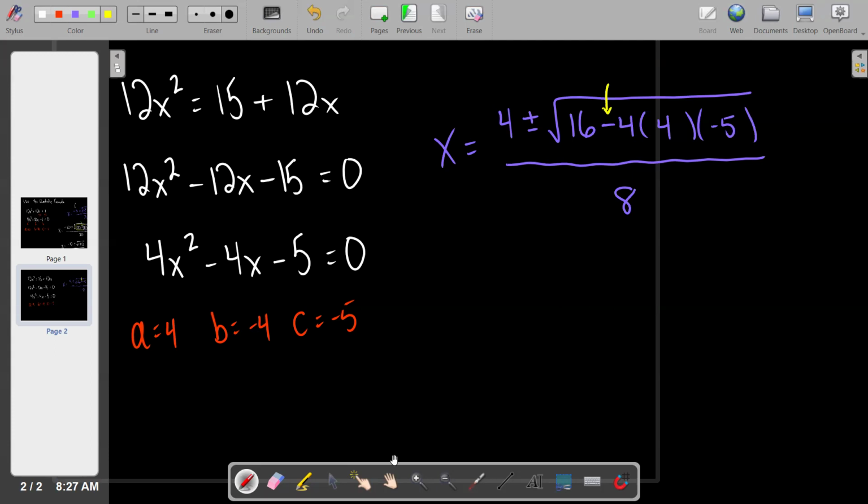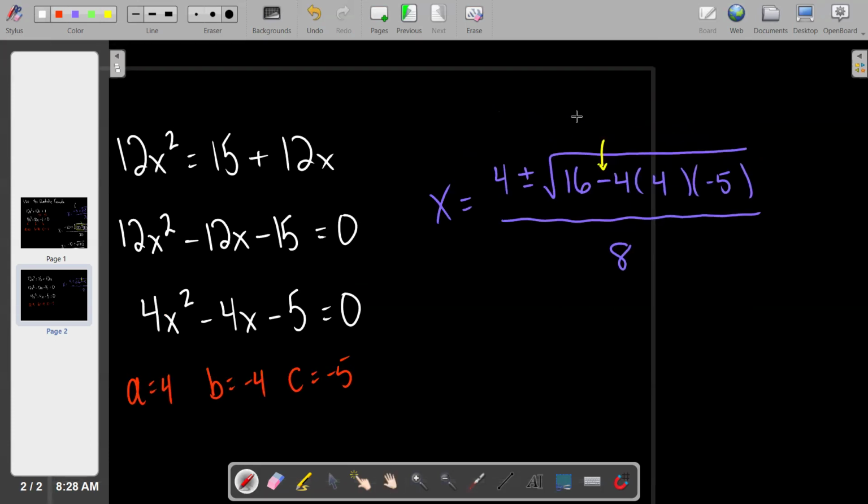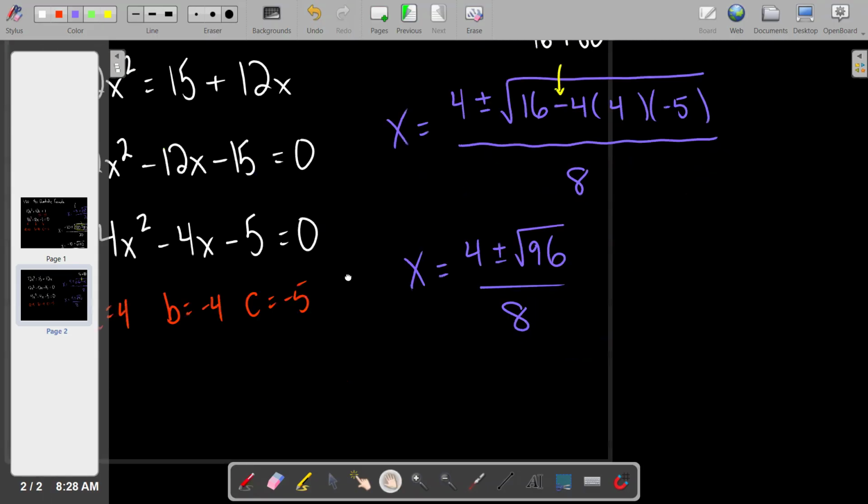So what's inside the square root has nothing to do with negatives anymore. It is simply 16 plus 80. End of story. The minus and the negative destroyed themselves in the act of creating a plus. What is 16 plus 80? So we now look at a much cleaner version of the answers. X equals 4 plus or minus the square root of 96 all over 8. Is 96 dead?